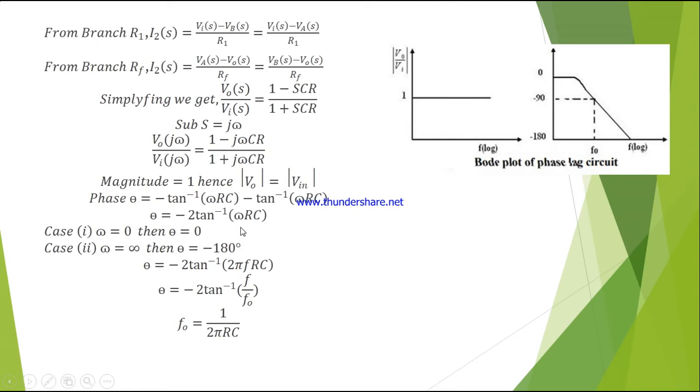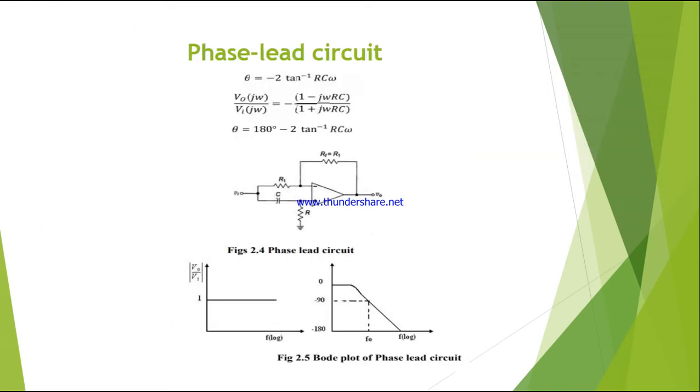Here, when omega equal to 0, then theta equal to 0, and when omega equal to infinity, then theta equal to -180 degrees. And if we substitute omega equal to 2 pi f, and take f naught equal to 1 by 2 pi RC, then theta can be written as -2 tan inverse of f by f naught.